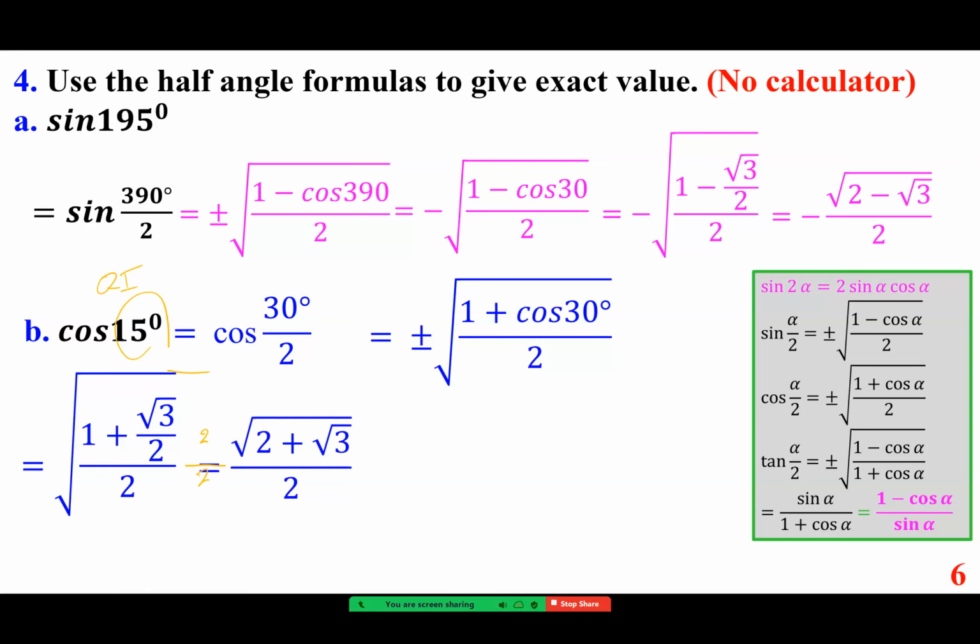Again, let me clean up this one so it's easier to see. And again, that's an exact answer, no calculators. By the way, you can calculate it as cosine of 45 minus 30. You can give it a shot.